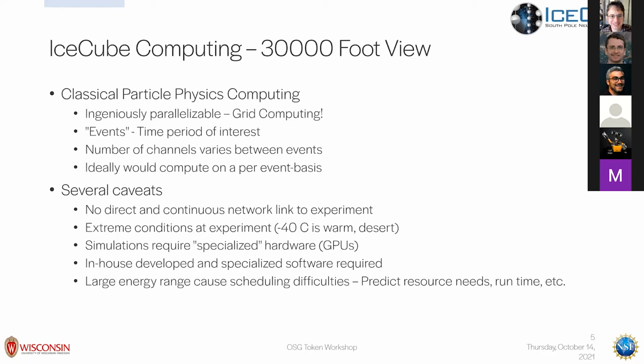We have no direct network link to the experiment, so when it comes to data transfer from the experiment, we're really dependent upon what NSF provides to us. We have extreme conditions of -40°C. We require specialized hardware, so we have this jump from CPU to GPU back to CPU. We have a lot of in-house developed and specialized software because of this. And we have a massive science reach that is very different from some other experiments in terms of energy. That makes it really difficult for us to do any predictive scheduling.